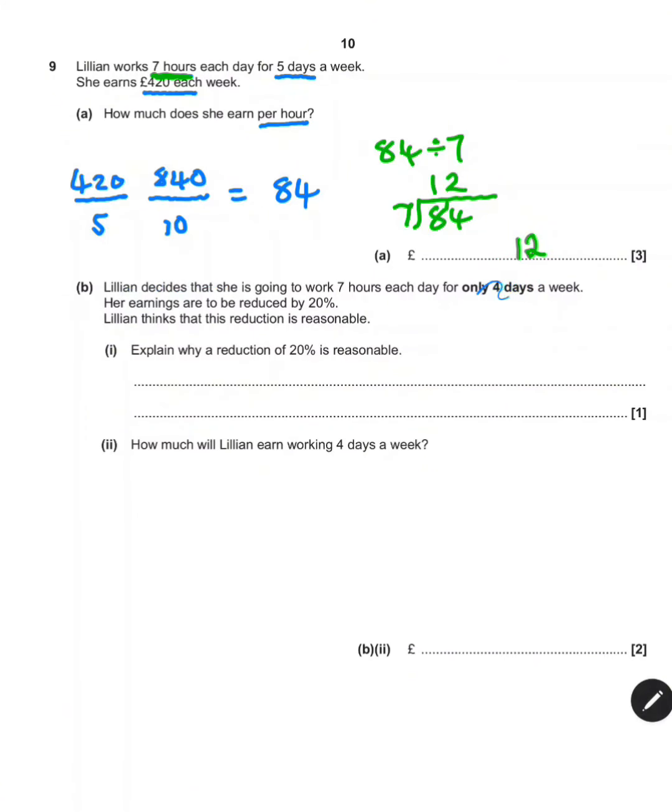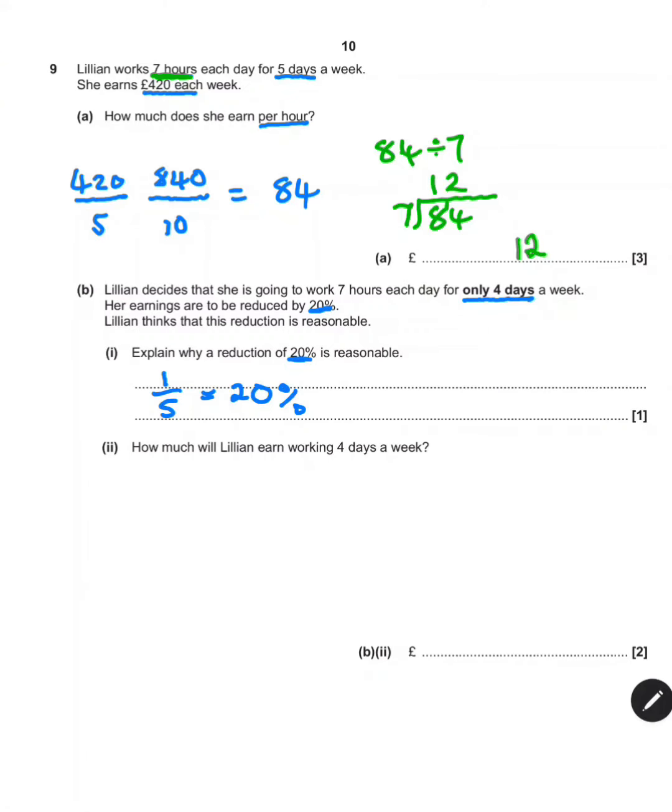Part B, we're told that she's working only 4 days going forwards, and her earnings are to be reduced by 20%, and we're asked to explain whether this 20% is reasonable. Well, we can see we're going from 5 days to 4 days, so we're losing 1 out of 5 days, and 1 out of 5, 1/5, is 20%.